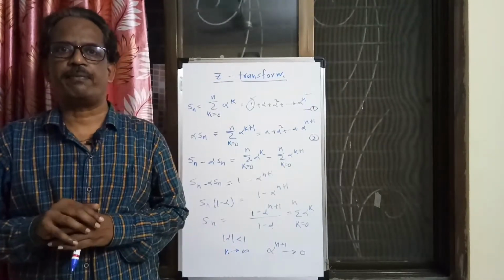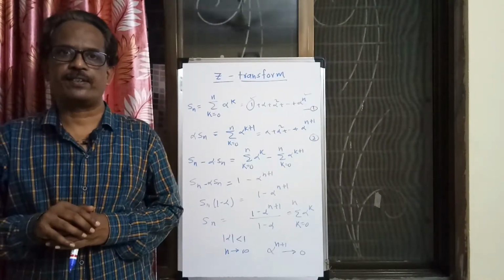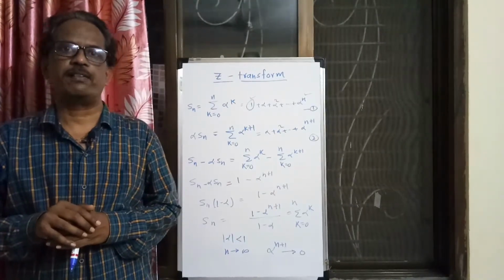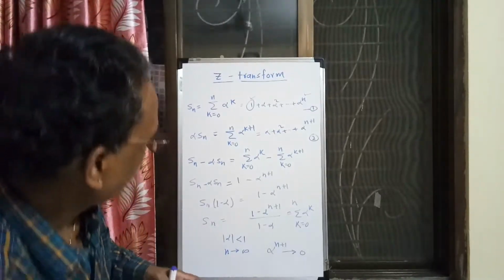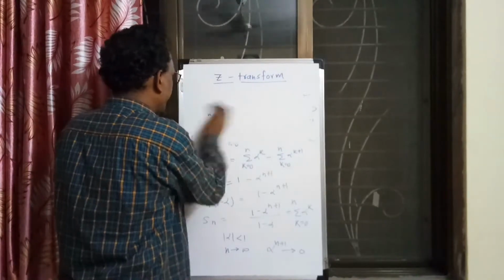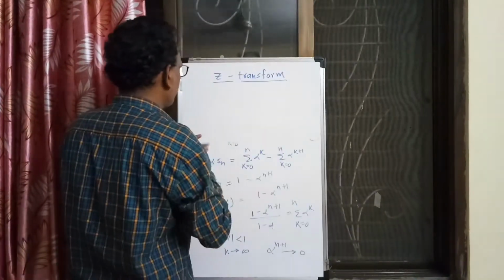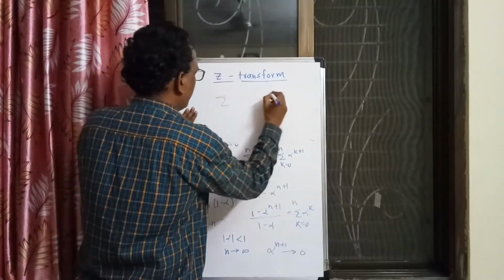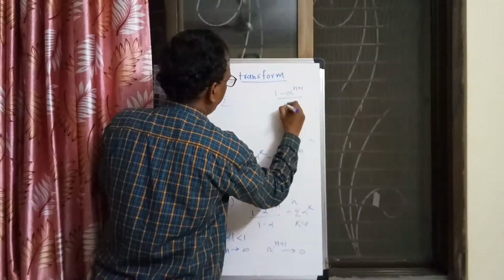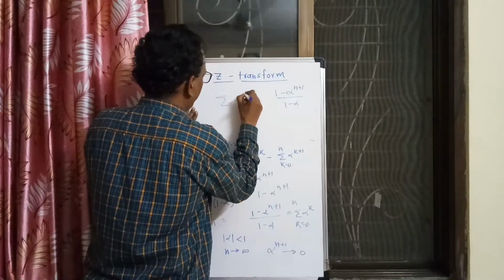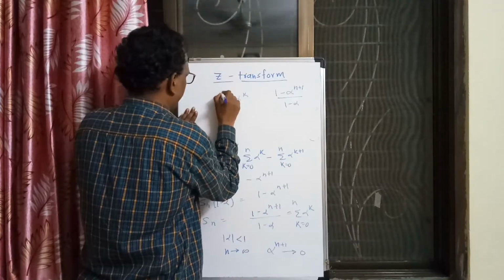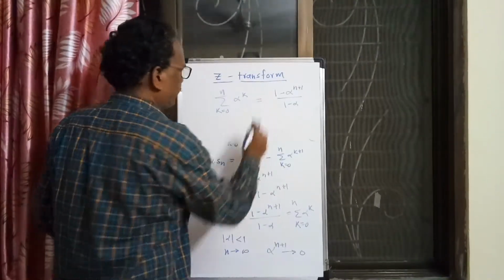So the value of alpha, if it is less than 1, in that case alpha raised to n, where n is infinity, the result will be 0. So what I am saying is, the sum is (1 minus alpha raised to n plus 1) divided by 1 minus alpha. It is for alpha raised to k, k varying from 0 to n. So it is the formula for this.